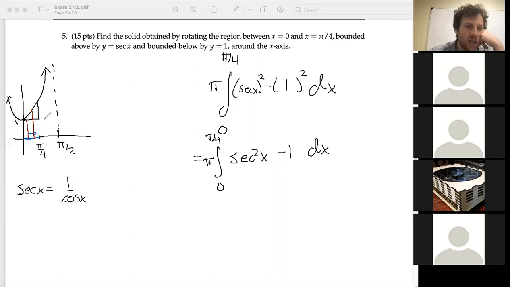So the reason is that how the washer method goes is the outer radius is the distance from the thing you're rotating around to the outer edge. And so in that case, we can really forget about this line here. We're saying we don't care where the inside is, we just want to go all the way to the outer edge. And so if we only focus on this line here, disregarding the horizontal line we go through, that distance is secant x. Okay.